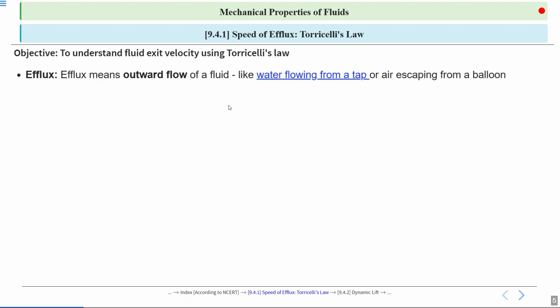So first let's define the term efflux. This is very important. Efflux simply means the outward flow of a fluid. For example, think about water coming out of a tap or air rushing out of a balloon. These are both everyday examples of efflux, and understanding this will help us make sense of the physics behind fluid movement. Efflux means outward flow of a fluid.